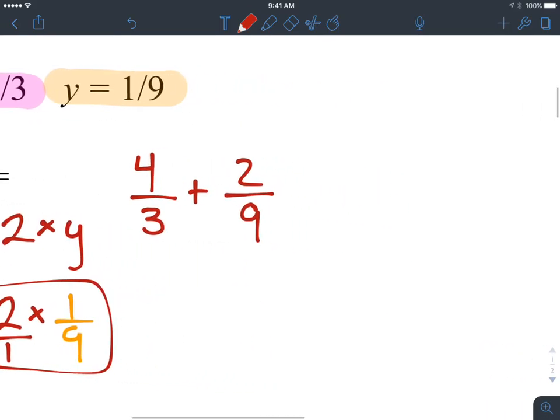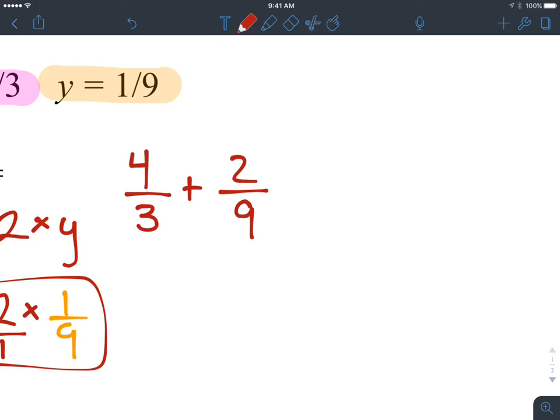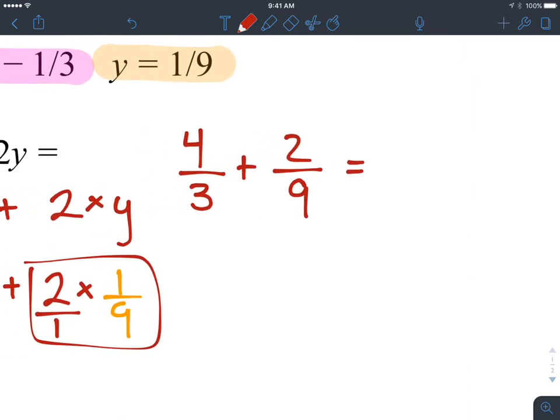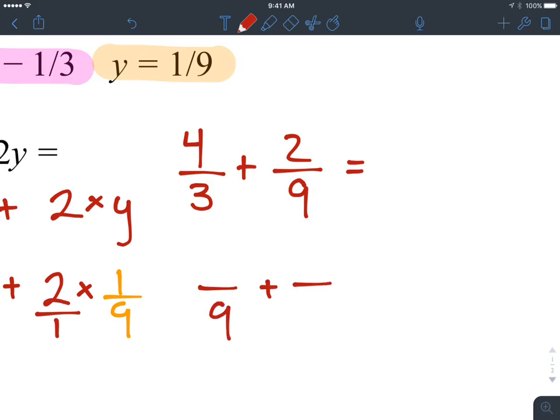So I now have 4 over 3 plus 2 over 9. Now before I can begin adding those fractions, I need to find my lowest common denominator. So looking at these fractions, I can tell that my lowest common denominator is going to be 9, because 3 will go into 9 and 9 will go into 9, so 9 is going to be the least common denominator.